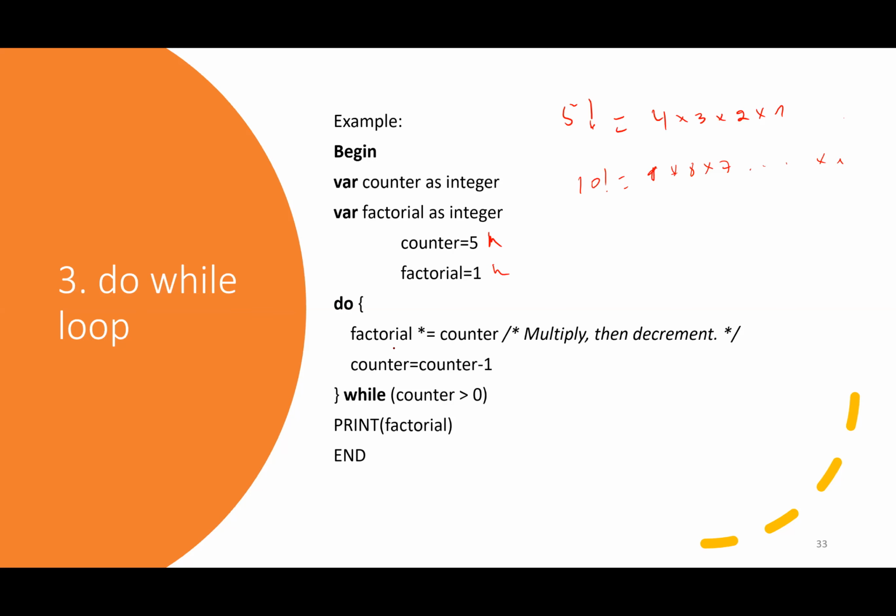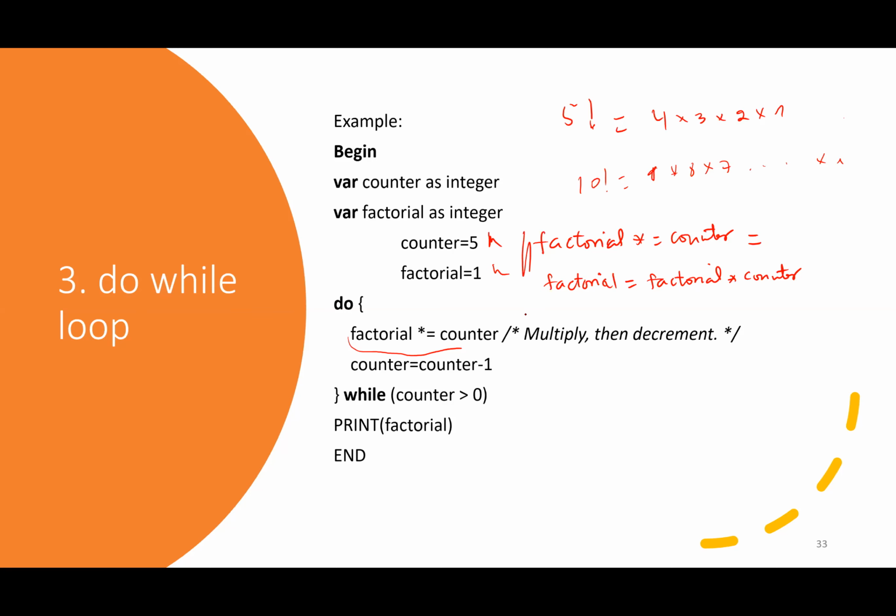This instruction means if I write factorial times equals counter, this is equivalent to factorial equals factorial times counter. So those are equivalent.